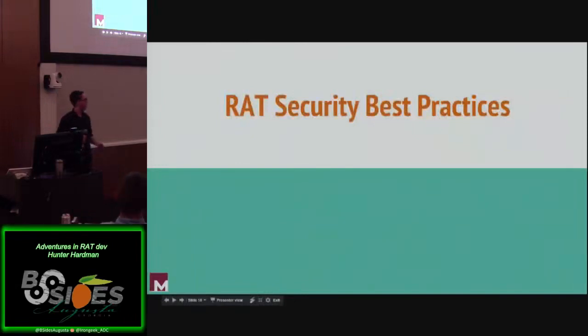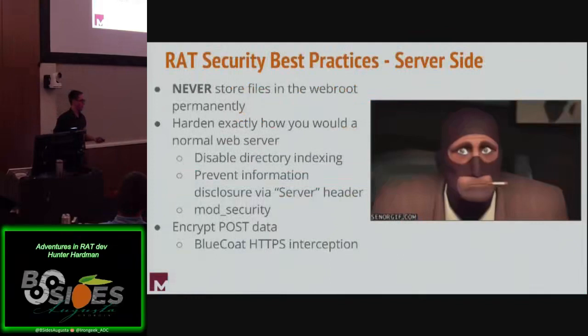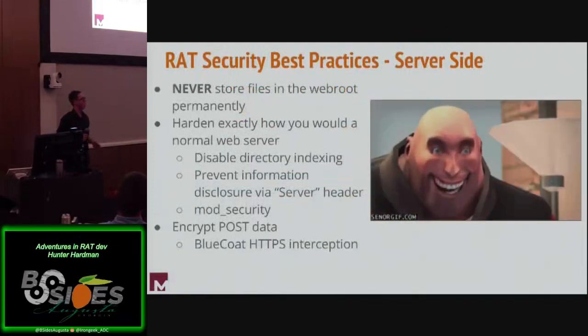So, RAT security best practices. First off, server side, I would never store files in the web root permanently. I would harden a server exactly how I would a web server. So I'm going to disable directory indexing via .htaccess or ModSecurity or something like that. I'm going to prevent information disclosure via the server header. I don't want to leak what version of Apache I'm running, as well as ModSecurity, which I mentioned above.